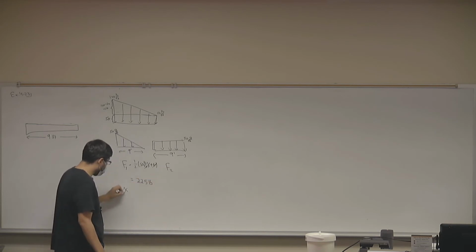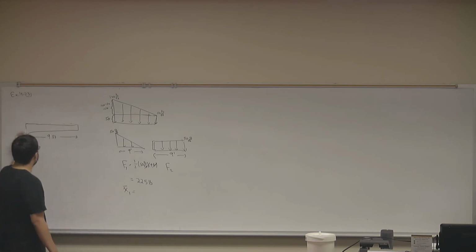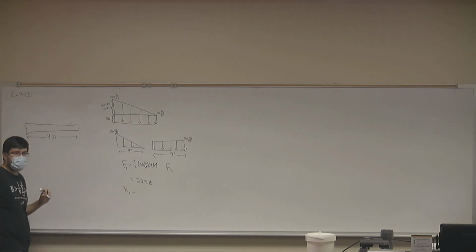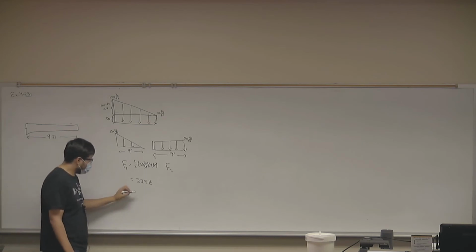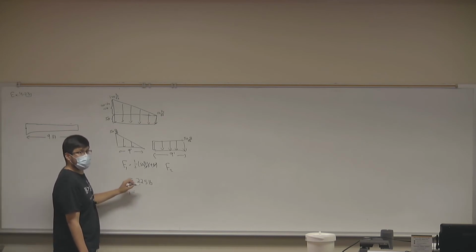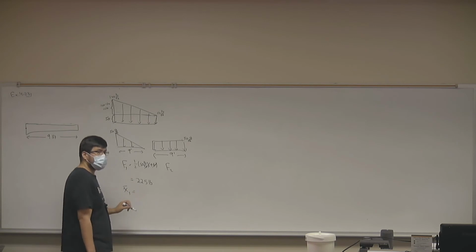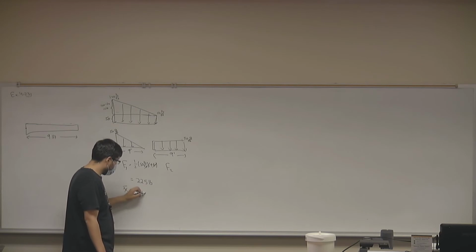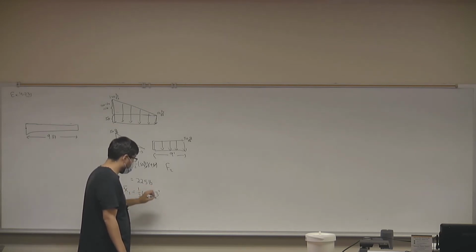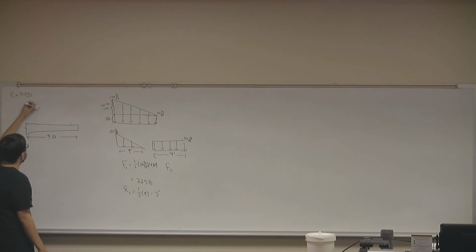Where does F1 act? If we're taking an origin at the left, where does F1 act? 3 feet on the left. Why 3 feet? Because it's the 2/3 rule, but we're triangles facing in the direction, so it would be 1/3 from the left. There we go, 1/3 of 9 feet, which is 3 feet, right? Okay, good. So we have our first force. We have a force of 225 pounds acting at a distance of 3 feet.